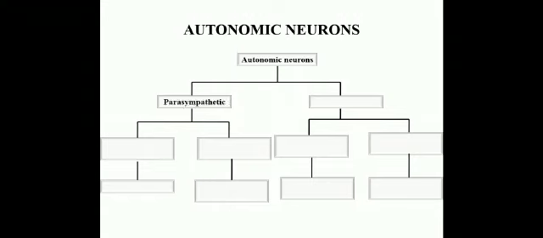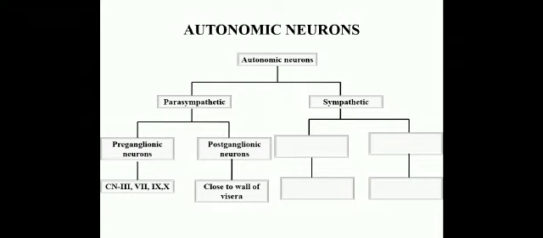The autonomic neurons are divided into parasympathetic and sympathetic. The parasympathetic is divided into preganglionic neurons and postganglionic neurons. The preganglionic neurons are present in the cranial nerve nuclei of the 3rd, 7th, 9th and 10th cranial nerves. The postganglionic neurons are situated close to the wall of the viscera.